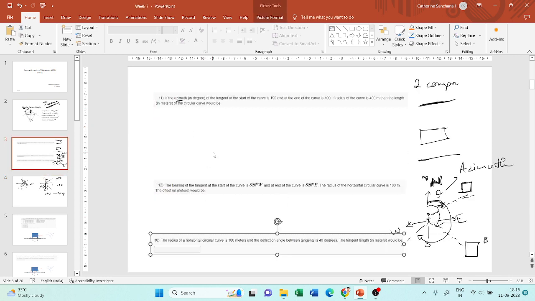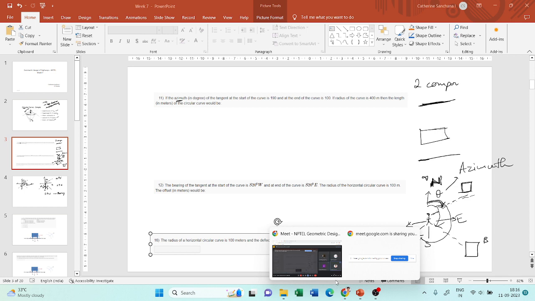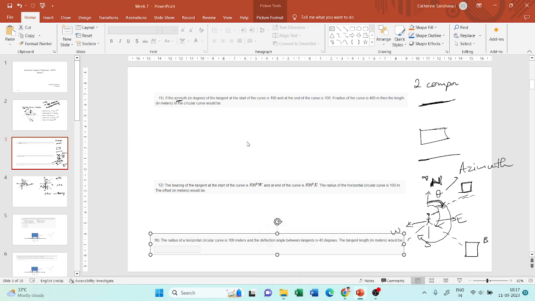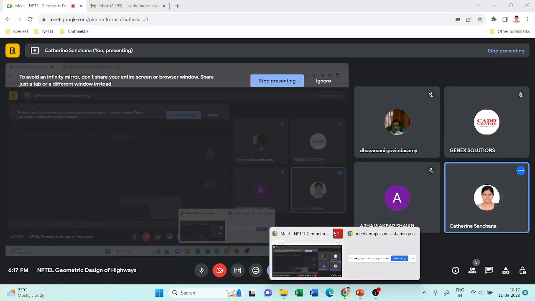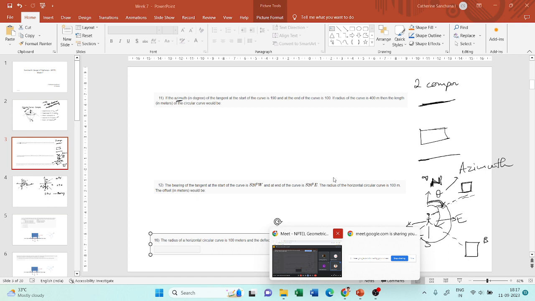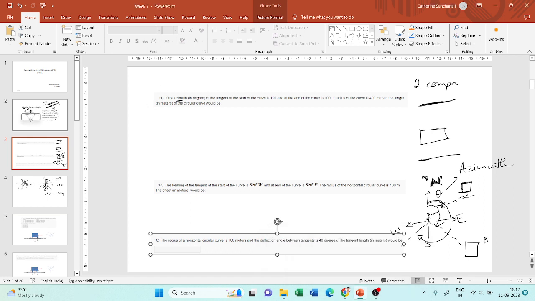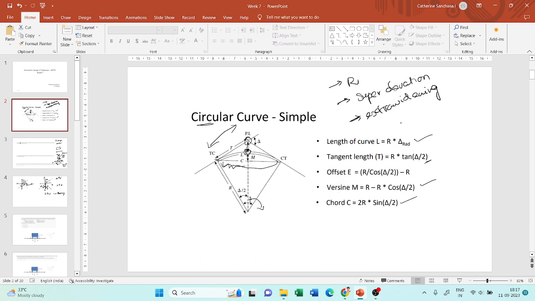The first question is: if the azimuth in degrees of the tangent at the start of the curve is 190 degrees. So you saw that for all these measurements, the deflection angle is required. And how is this deflection angle measured? It is measured with respect to this point, with respect to the intersection of two tangents.